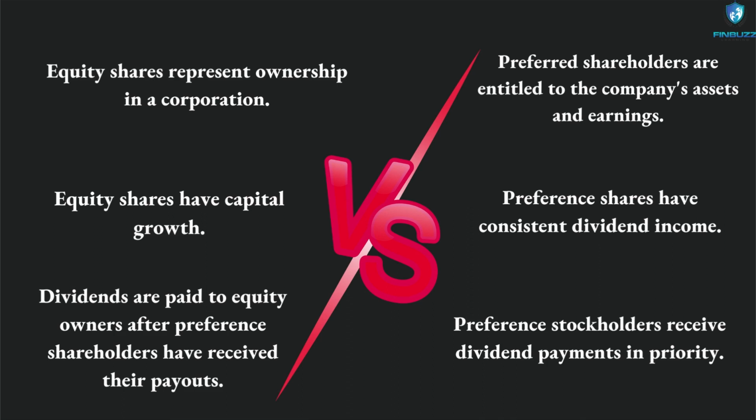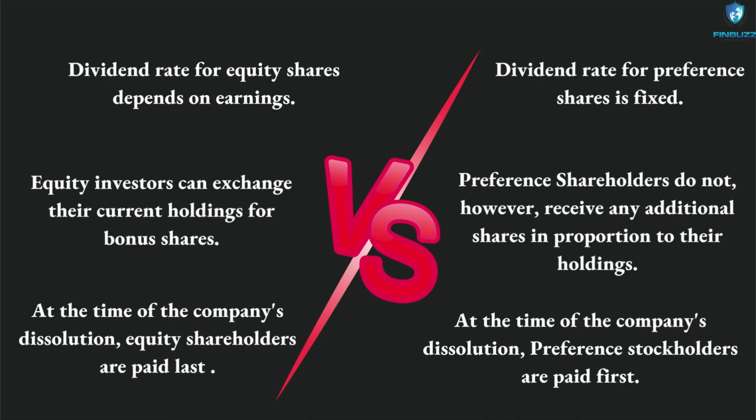Now, the next difference is dividend payout. After preference shareholders have received their dividends, dividends are paid to equity shareholders, whereas the priority for dividend payments goes to preference shareholders. The next difference is the rate of dividend. Under equity shares, the rate of dividend varies depending upon earnings, while the rate of dividend is fixed under preference shares.